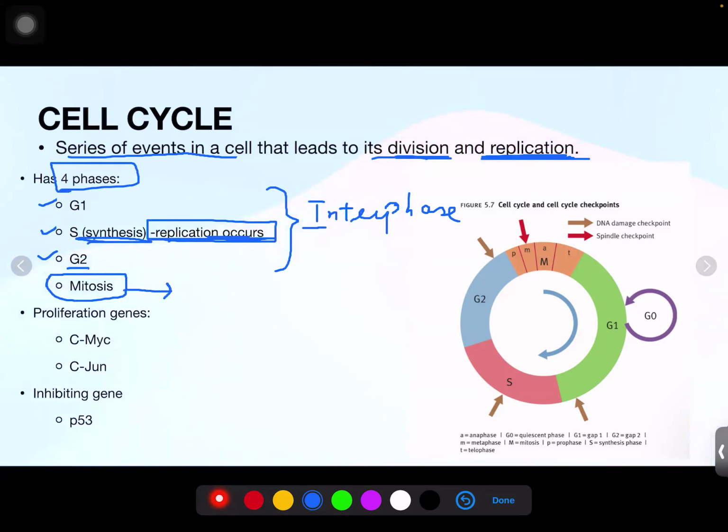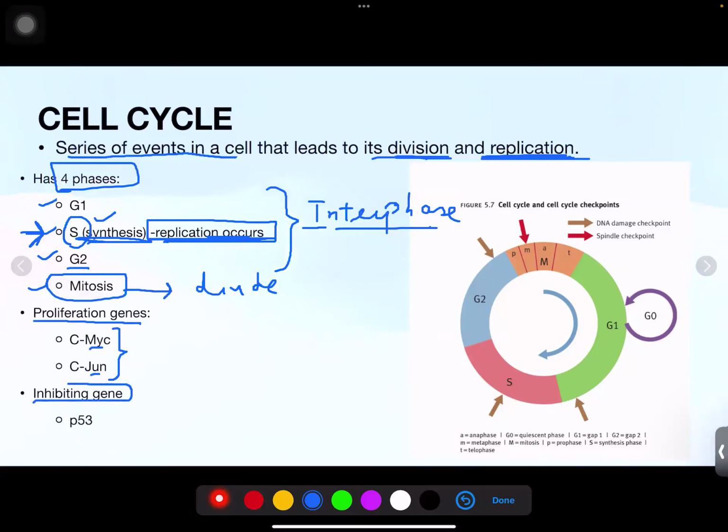And you all know that the cell divides in mitosis. So cell division is in mitosis, and DNA replication is in interphase, during the S phase. This is a very important MCQ, and it comes very frequently: in which phase of the cell cycle does DNA replicate? It is the S phase. And there are proliferation genes, meaning the genes which express to increase the number of cells, so cell division is increased.